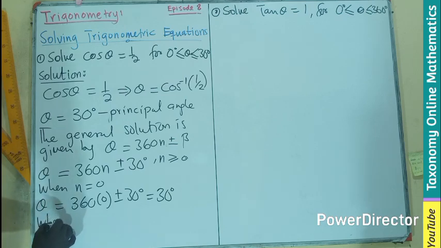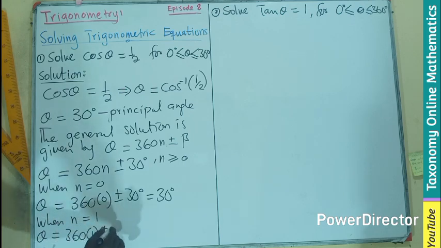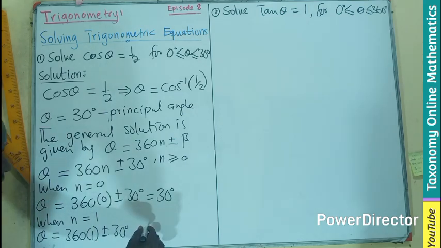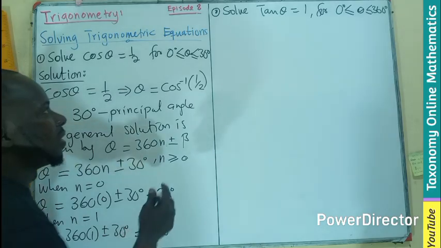Then, when n is now equal to 1, your theta will be 360 times 1 plus or minus 30 degrees. This is 360, right? If you pick the positive, it becomes 390. If you pick the negative, you have to subtract. The negative one will be the subtraction, which will give us 330 degrees.